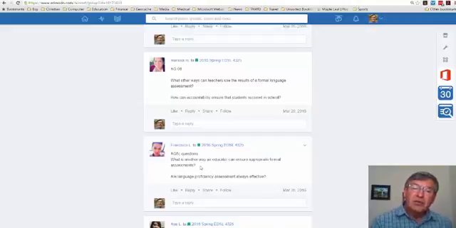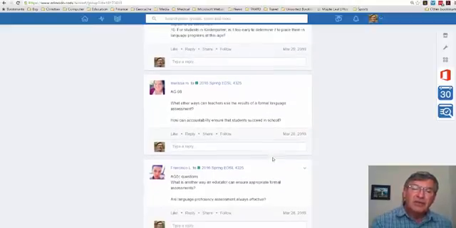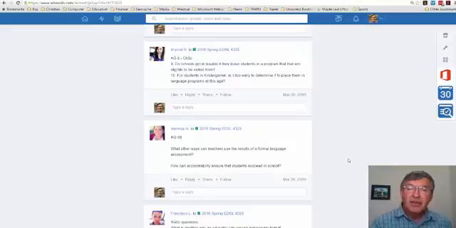And their language proficiency really has very little to do with whether these are effective or not, because it is testing proficiency. Okay, Marissa, what other ways do teachers use the results of formal language assessment?